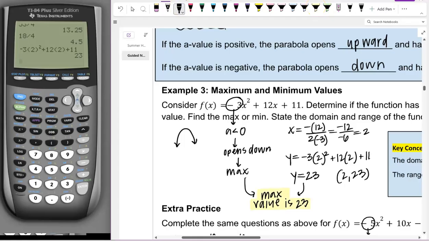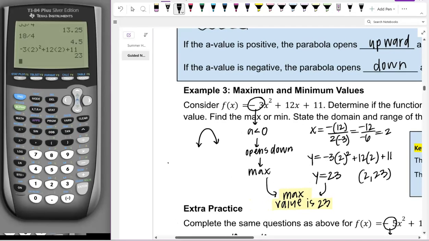No matter what, if it has a max, a min, whatever, your domain is always going to be all real numbers. So to represent that in an interval, you'll say -infinity to +infinity.